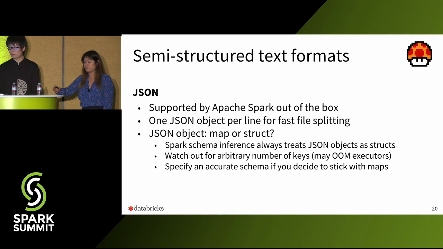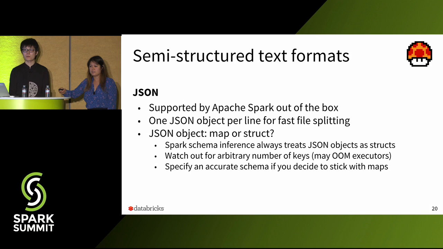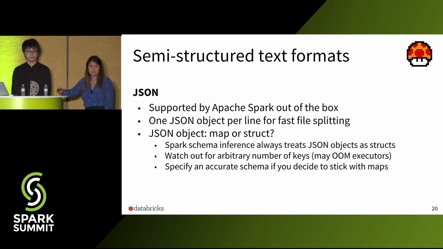One really important thing about JSON when you're using it with Spark is that Spark SQL can do schema inference on the JSON objects. So it can actually go through your file, read every single one of your JSON objects, and figure out what the superset of keys are, and then create your structure from there.